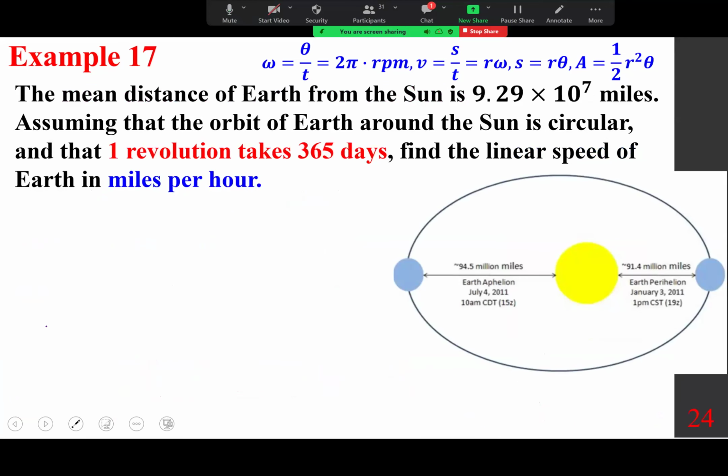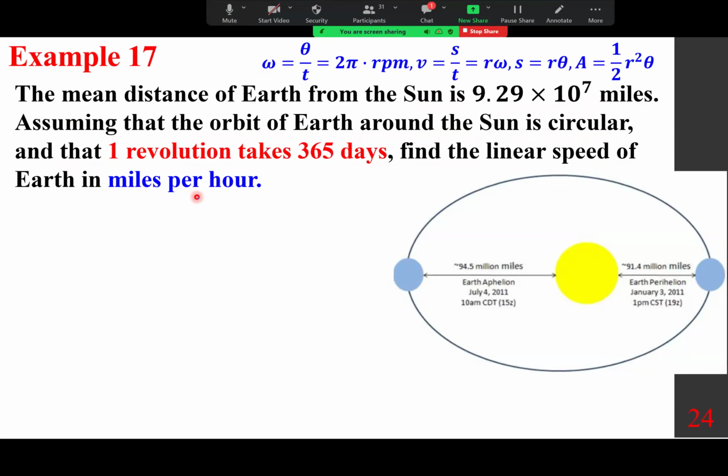Here's the last question we want to do. Please, somebody read. The mean distance of Earth from the sun is 9.29 times 10 to the power of 7 miles. Assuming that the orbit of the Earth around the sun is circular and that one revolution takes 365 days, find the linear speed of Earth in miles per hour. Excellent. Thank you both.